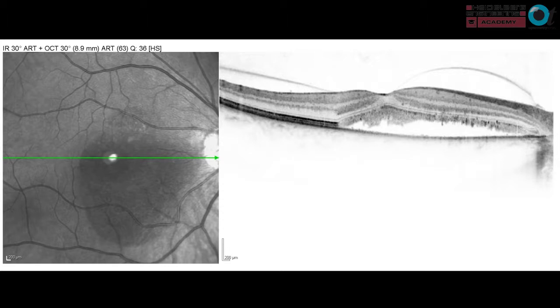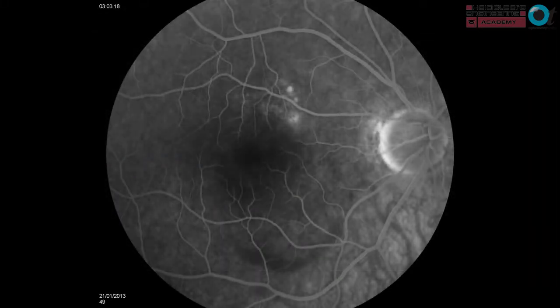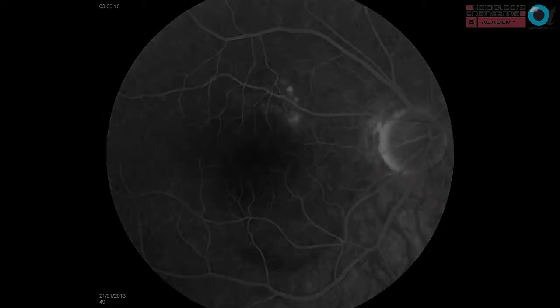So you've got, again, marked elevation of the retina, but look at where that hyporeflective space is. It's beneath the retina and above the RPE, so this is subretinal fluid. We did a fluorescein which showed some small leaky spots, so that's where the fluid is coming in and causing the detachment of the retina.